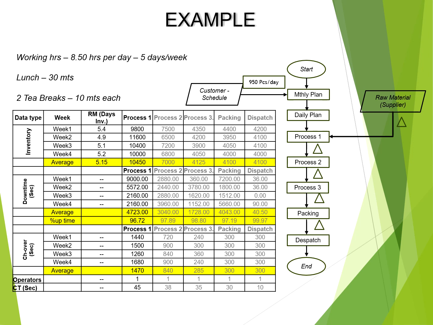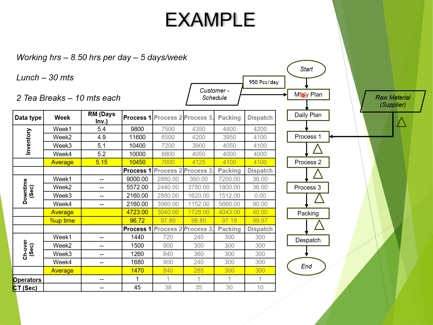Let us take one example here, friends. The working hours in a company is 8 hours 50 minutes per day, and they work 5 days a week. Lunch is for 30 minutes. There are 2 tea breaks of 10 minutes each. That means total 50 minutes break out of 8 hours 50 minutes. So that means 8 hours net working for 5 days. So 8 into 5, 40 hours per week is the working hour. This is the process.